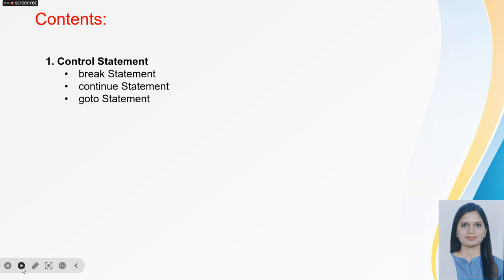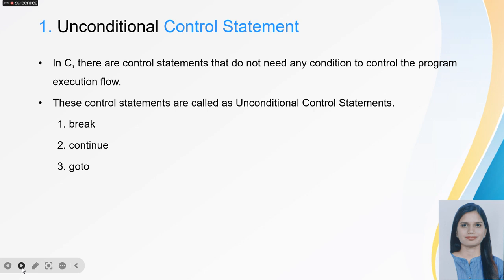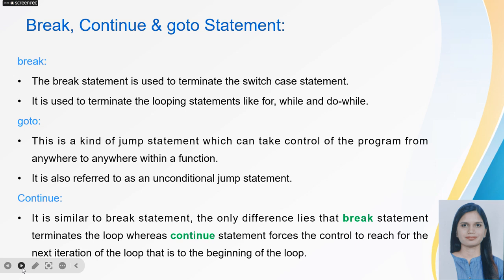This contains the first control statements: break statement, continue statement, goto statement. First, unconditional control statements. What is an unconditional control statement? In C, there are control statements that do not need any condition to control the program execution flow. These control statements are called unconditional control statements: first, break; second, continue; third, goto.